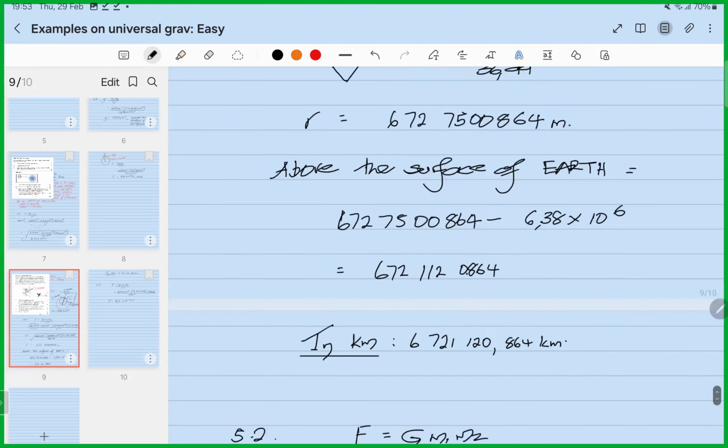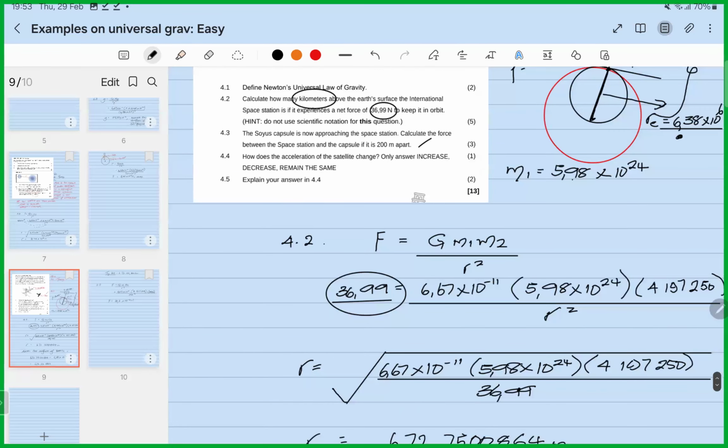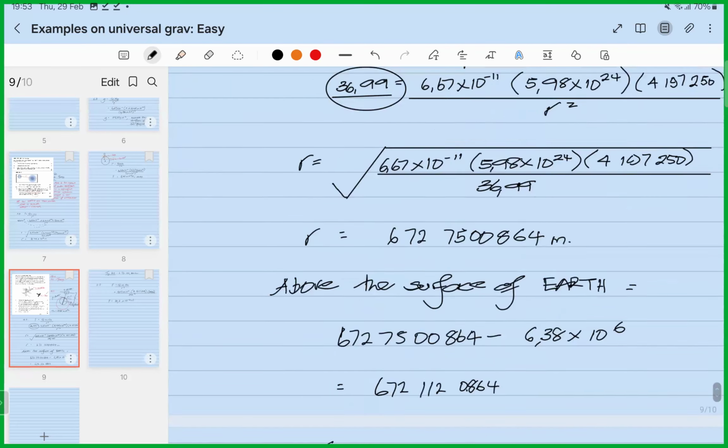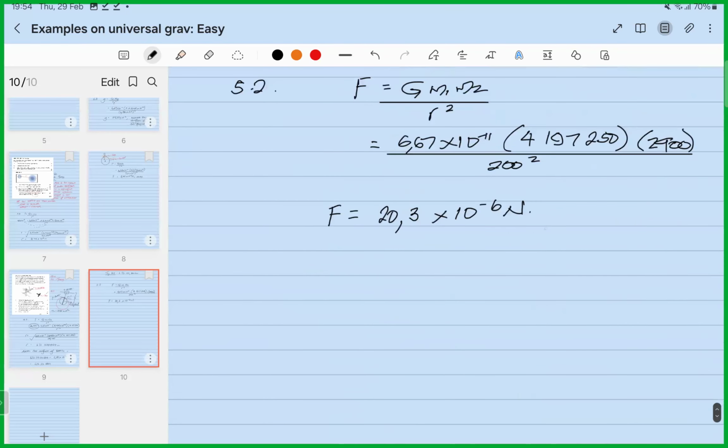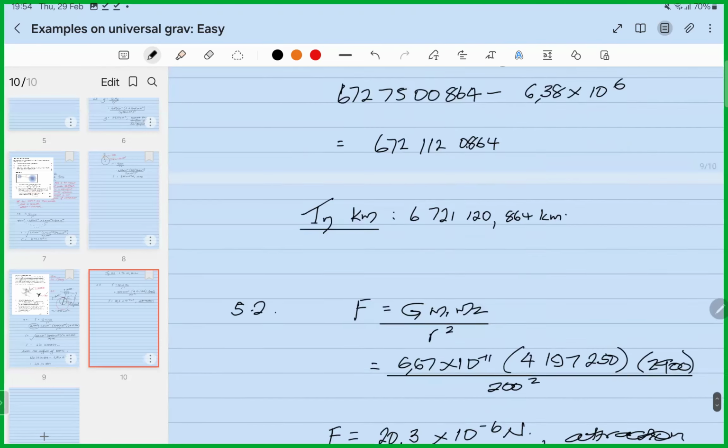But they ask for the magnitude of the force. Calculate the force between them. So it'll be towards each other. Or you can just say attraction. The gravitational force is a good example of an attractive force.